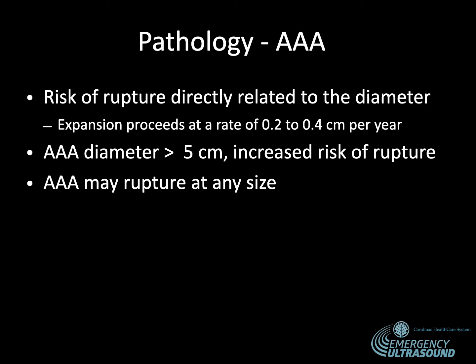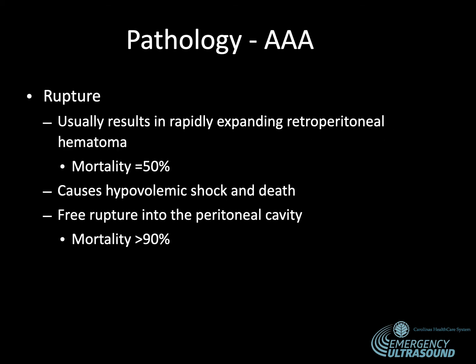When it comes to AAAs, the risk of rupture is directly related to the diameter. Expansion normally proceeds at a rate of 0.2 to 0.4 centimeters per year. If a AAA is greater than 5 centimeters, you have an increased risk of rupture. However, an AAA may rupture at any size. So just because it's 4.5 centimeters doesn't mean it's safe. It means it needs to be followed.